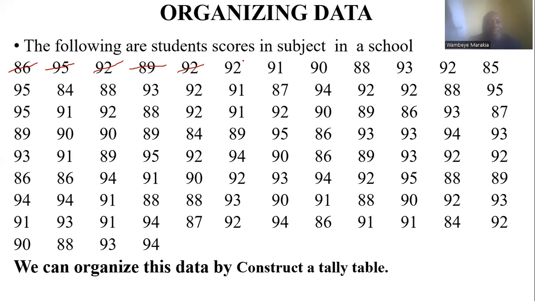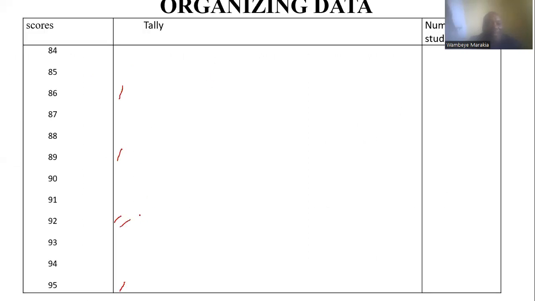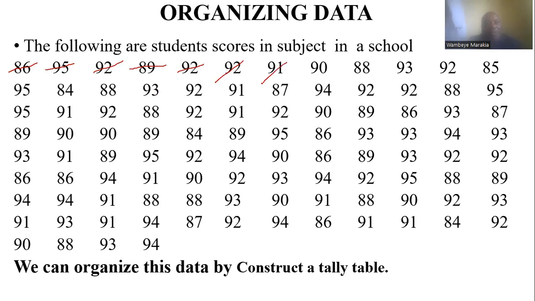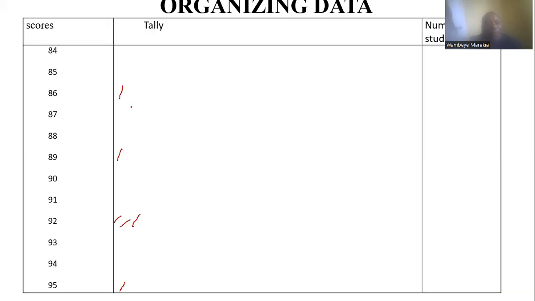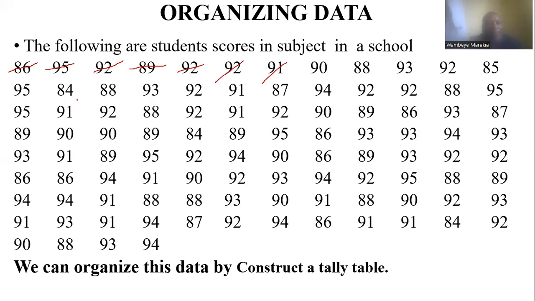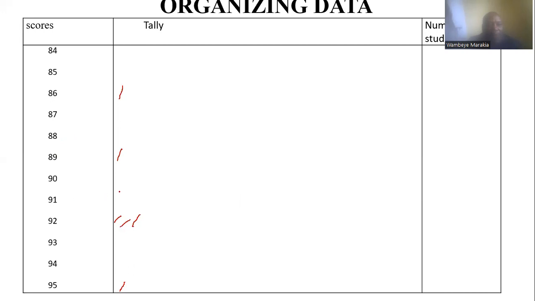The next number is 92. We come back to our tally list. The number is there. We tally it like that. The next number in our list is 91. We cross it out, and when we come here, 91, we're able to tally it like that.